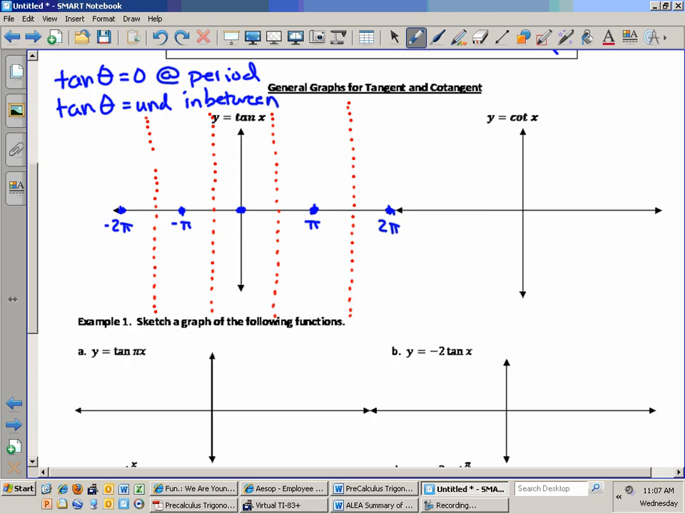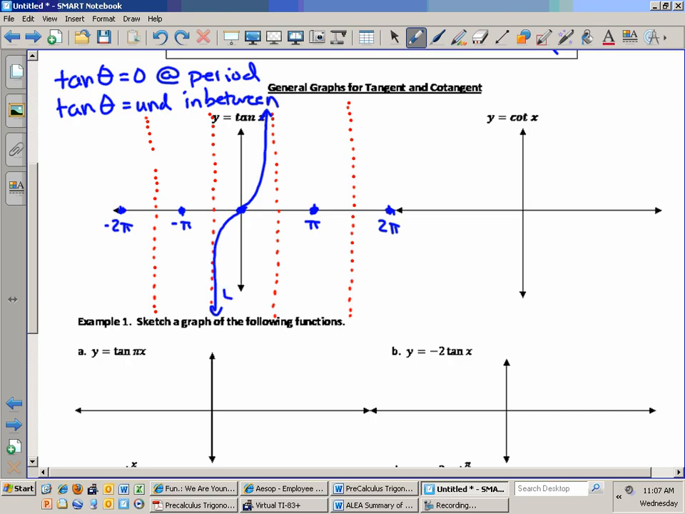Let's look at this part right here. This is from 0 to pi over 2. At 0, tangent's equal to 0. What happens as we approach pi over 2? What did we say? It gets really, really big. So it's going to go like this. And behind it, it does the same thing. It's just negative.